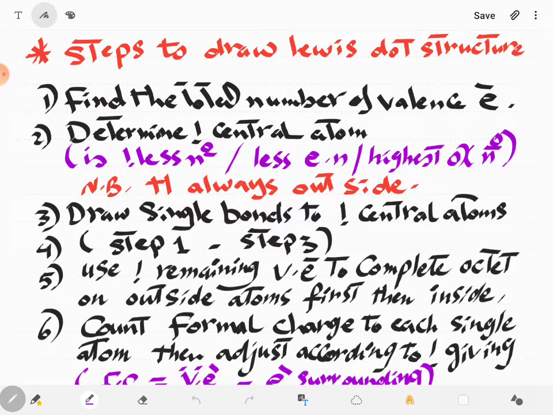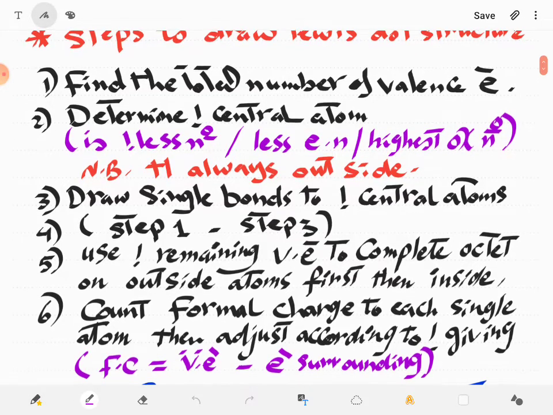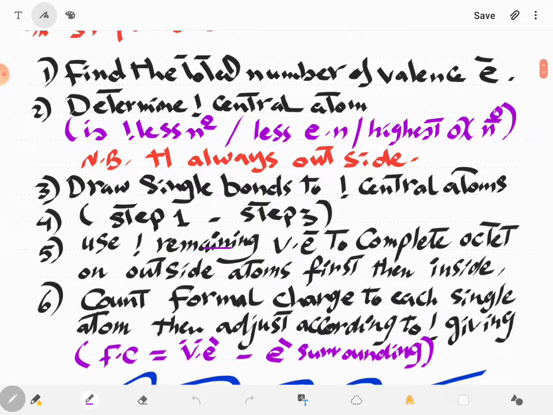Done? Okay. Third, I draw a single bond to the central atom. Fourth, I deduct step 3 from step 1, to get the lone pair electrons or the remaining electrons. After that, I use these remaining valence electrons to complete the octet on the outside atoms first, as I started with oxygen, not the carbon. So start from outside first, then the inside.